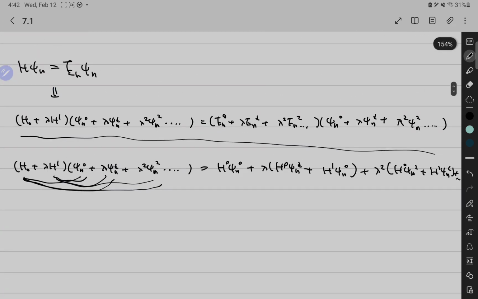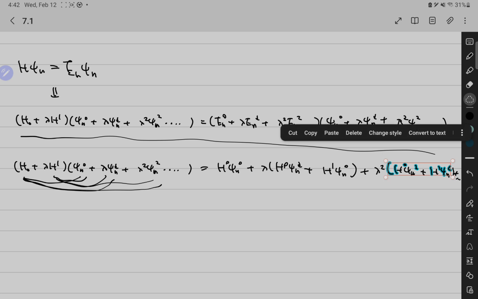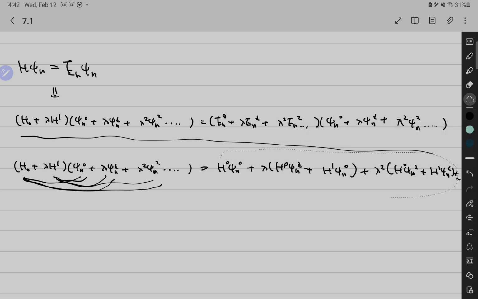I keep making my writing a little bit too big. I just need to make this a little bit smaller.